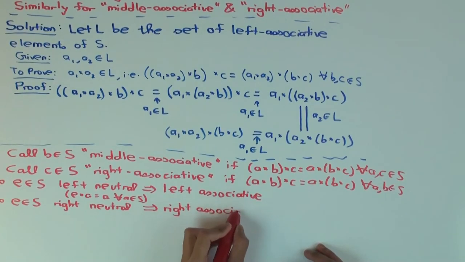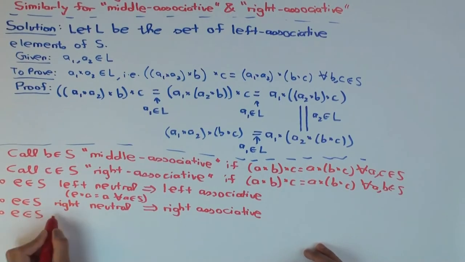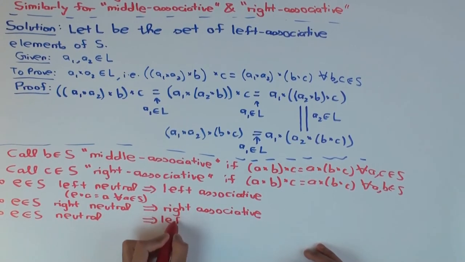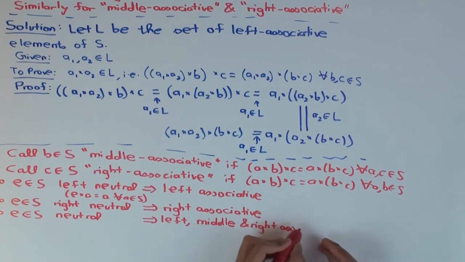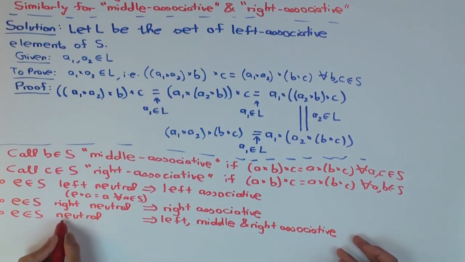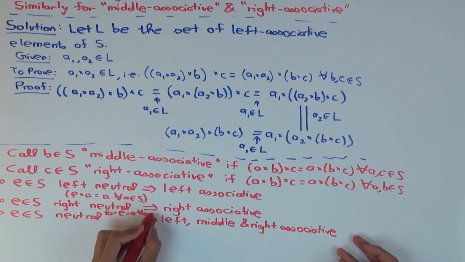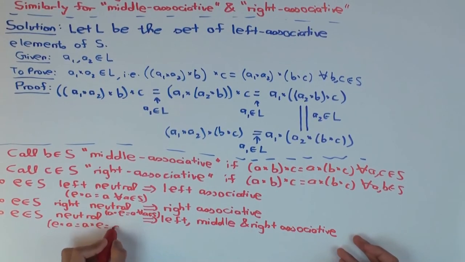And there's no such thing as middle neutral. But if it is actually neutral, if it's both left and right neutral, then it's middle associative. In fact, then it's associative all three ways. So right neutral would mean A star E equals A for all A. And neutral would mean E star A equals A star E equals A for all A. Okay, do you see all these claims, why they're true?